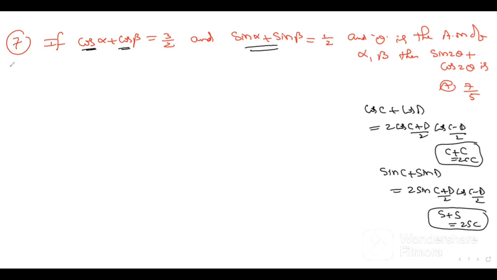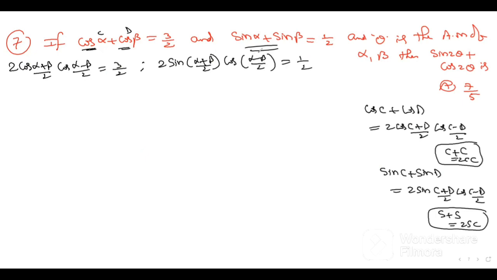So here, cos C plus cos D, now we apply 2CC: 2 cos of (alpha plus beta) by 2, cos of (alpha minus beta) by 2 is equal to 3 by 2. Here write 2 sin of (alpha plus beta) by 2, cos of (alpha minus beta) by 2 is equal to 1 by 2. The 2SC formula is used here for sin C plus sin D. Okay, now we should divide these two.